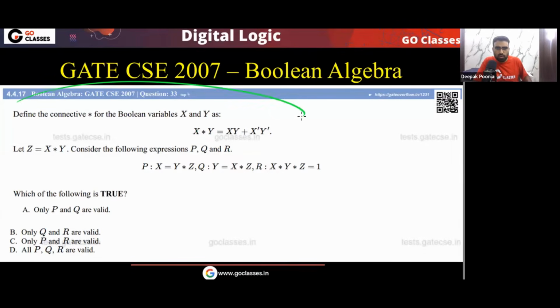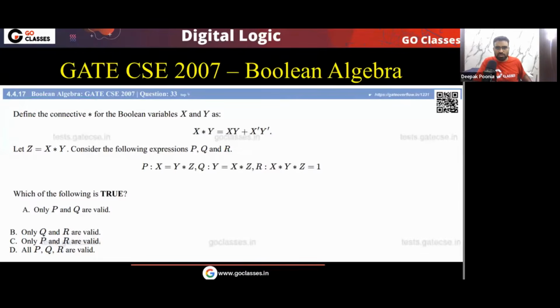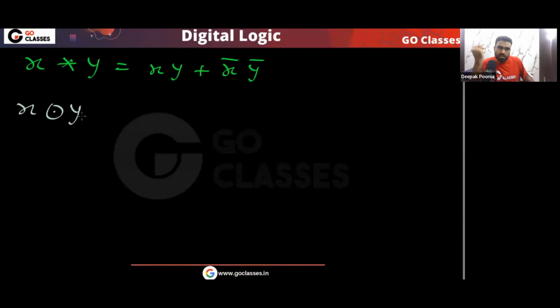So first of all, you look at this new connective that has been defined, new operation that has been defined. The question is saying that x star y is equal to xy or x bar y bar. So this is the new definition that is given to you. This is the new operation. But if you look at this operation, this is your exclusive NOR operation. We already know that this is XNOR operation. Yes or no? x XNOR y is equal to xy or x bar y bar.